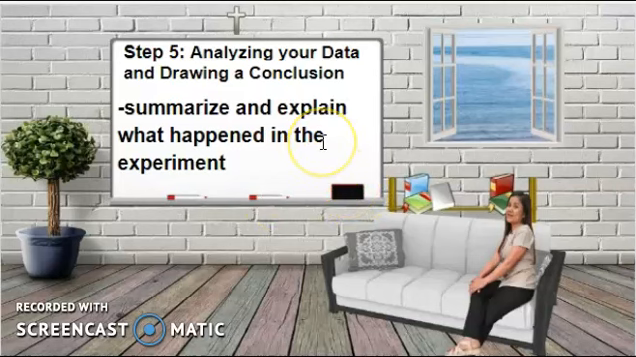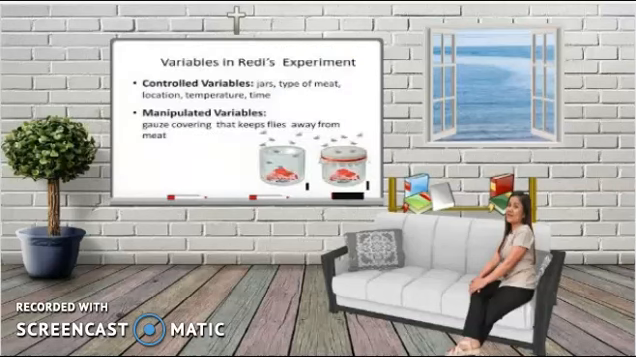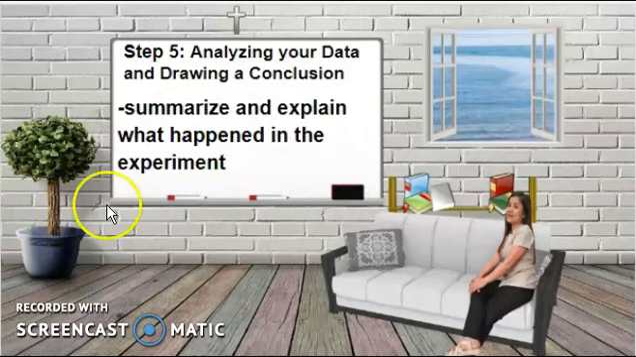Now let's proceed to the fifth step. It's analyzing your data and drawing a conclusion. In this step, we are going to summarize and explain what happened in the experiment. By the way, going back to the experiment part, you should make at least 3 trials for your experiment to become valid. Then, after those three trials, proceed to the next step, which is analyzing your data and drawing a conclusion.